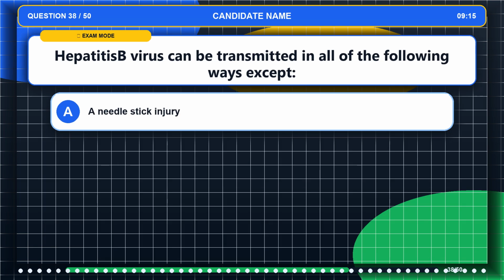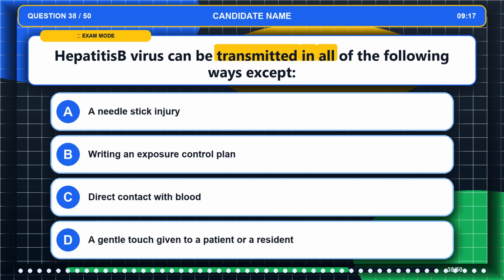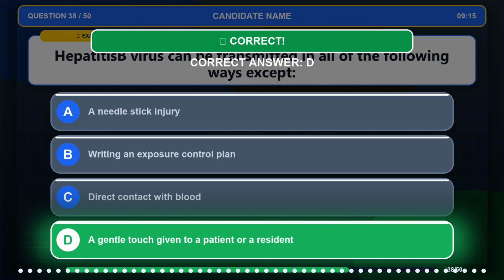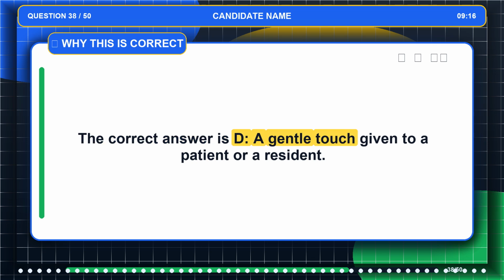Question 38. Hepatitis B virus can be transmitted in all of the following ways except: Option A, a needle stick injury. Option B, writing an exposure control plan. Option C, direct contact with blood. Option D, a gentle touch given to a patient or a resident. The correct answer is option D, a gentle touch given to a patient or a resident.